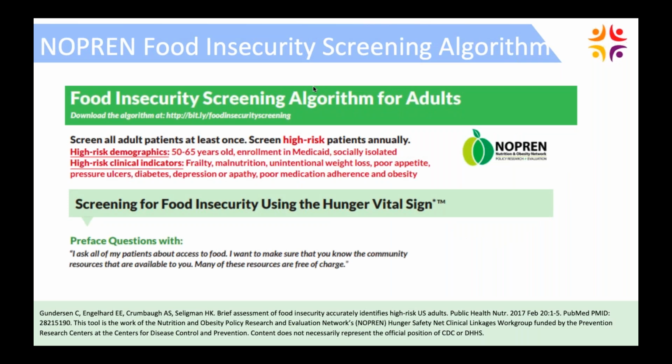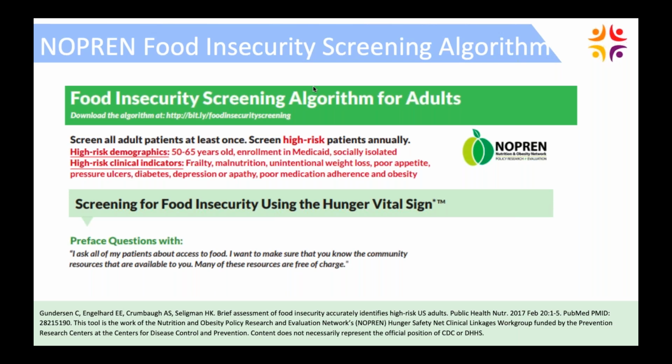Okay, so this is a 2-question screener that has been validated against the gold standard of assessment for household food security, which is our USDA Household Food Security Screener. It was validated in a racially diverse U.S. sample. This algorithm comes from the Nutrition Obesity Research Network and is also known as Hunger as a Vital Sign. There are some tools and resources out there to help incorporate these types of questions into an EHR, and I will talk about those resources toward the end.